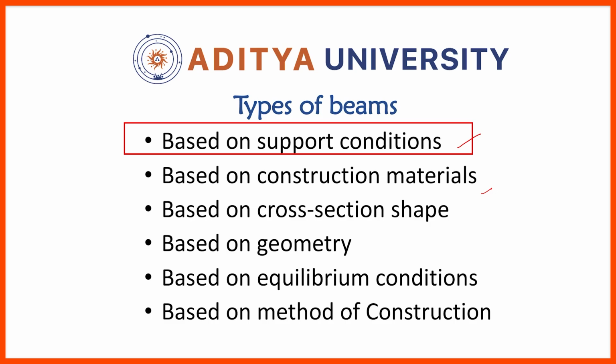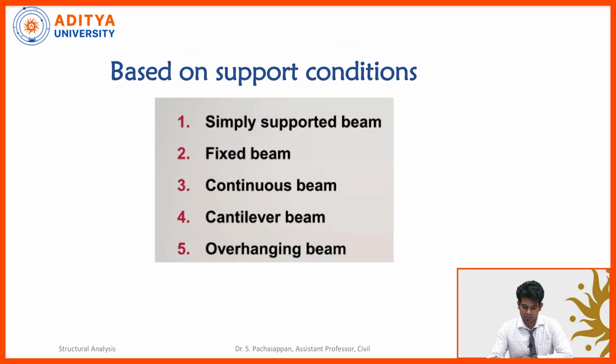And then based on the equilibrium condition, we discussed in the first lecture, three equilibrium conditions are there. Based on that, we can solve the unknown forces. And the method of construction also we can classify, whether it is prefabricated construction, pre-tension, post-tension, conventional concrete structure, or a steel structure. Based on many things we can discuss. But the first one, based on support condition, we are going to discuss here. The remaining things are related to construction materials, so we are not going to discuss them here.